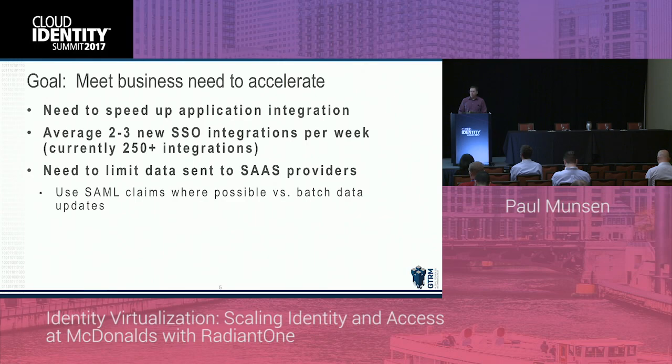At the same time, we want to be secure with this. We have to limit what data goes to these SaaS providers. We can't take all of our Active Directory data, all our master data management data, and send it to every niche provider that we have. That's not acceptable. Where possible, we like to use SAML claims. We really like to avoid batch file transfers if we can. So we have these various challenges in integrating these systems with our identity platform.